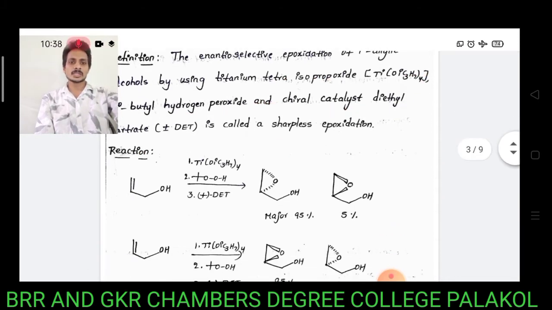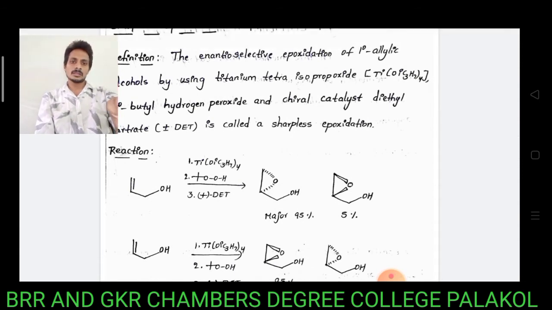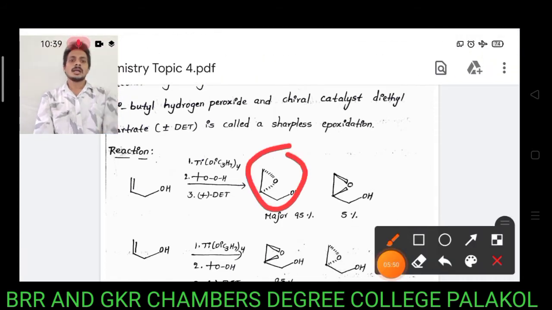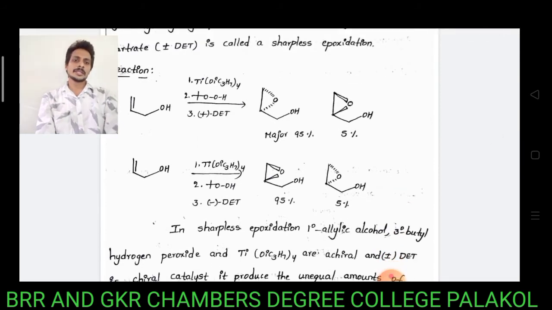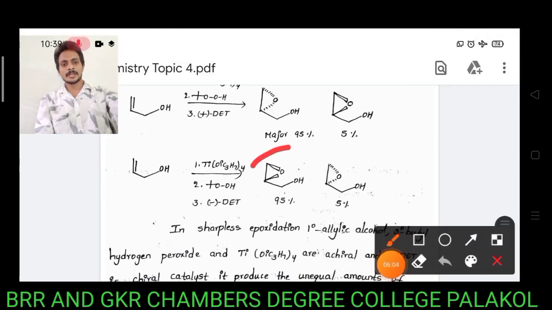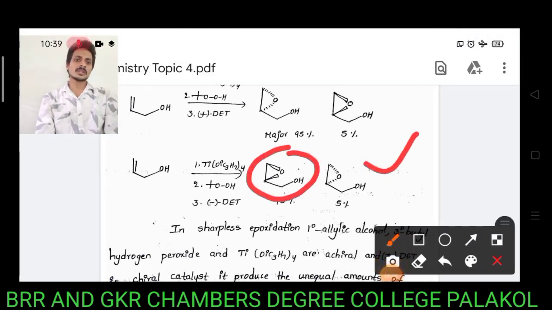Okay, in this reaction we observe that primary allylic alcohols react with titanium isopropoxide, tertiary butyl hydrogen peroxide, plus diethyl tartrate of one form. Okay, it gives 95% of alpha epoxide. Okay, again the same primary allylic alcohol treated with titanium isopropoxide, tertiary butyl hydrogen peroxide, plus the other form of diethyl tartrate, gives 95% of beta epoxide and 5% of alpha epoxide.